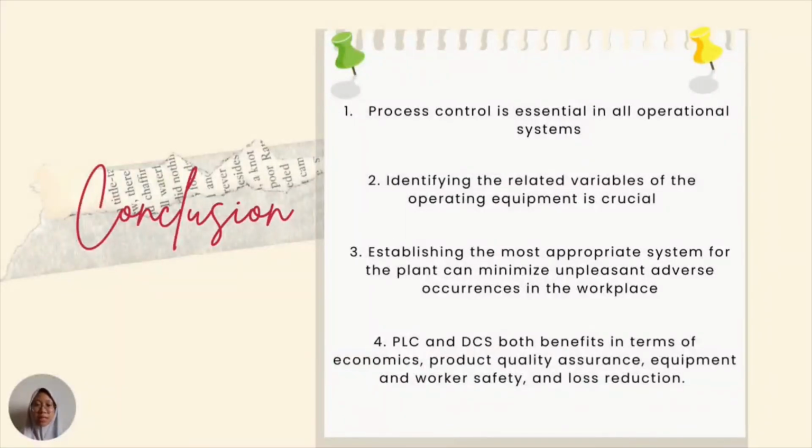For conclusion, it can be concluded that process control is essential in all operational systems, which can be achieved by identifying the related variables to help engineers understand the progress of a particular plant. Other than that, establishing the appropriate system for the plant can also minimize unpleasant adverse occurrences in the workplace, such as fatalities or unwanted accidents. And last but not least, PLC and DCS both benefit in terms of economics, product quality assurance, equipment and work safety, and loss reduction based on how complex the process of one plant is.